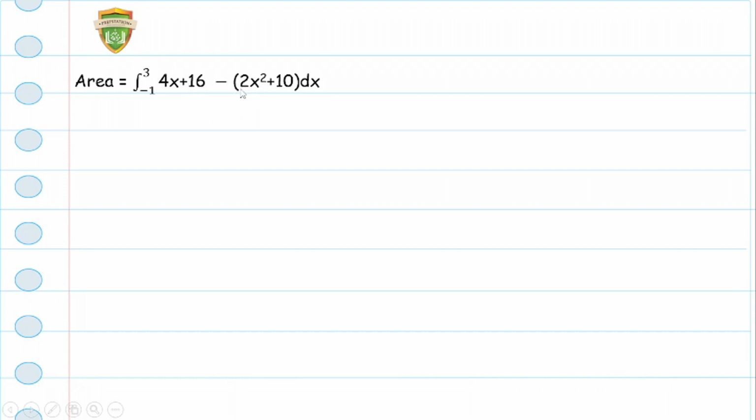Now the thing is that it generally doesn't matter which one you put first. Because if, for example, I put 2x squared plus 10 first instead of 4x plus 16, what is just going to happen is that I will end up with a negative answer. But you know that area cannot be negative. So you simply find the absolute value of that. So you get your answer. Since this is an objective exam, if I get minus 30 and 30 is in the options, I know clearly that my answer is 30.